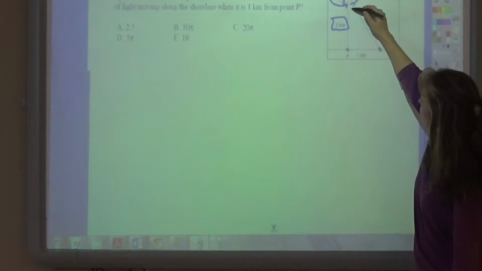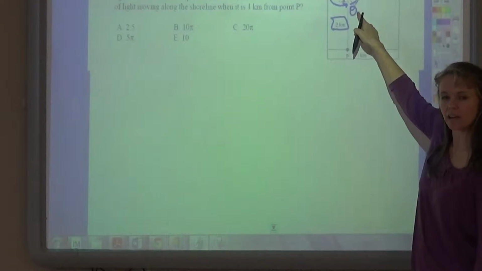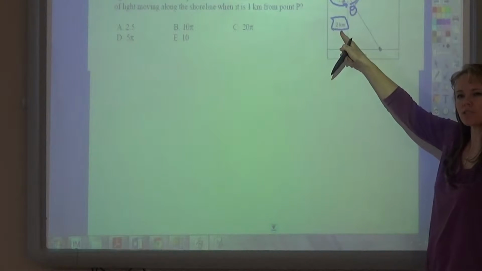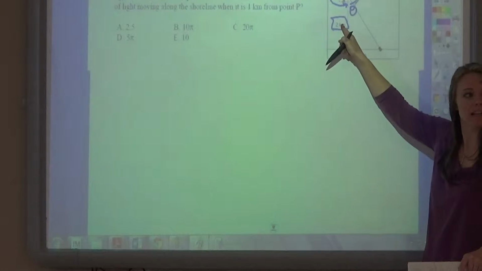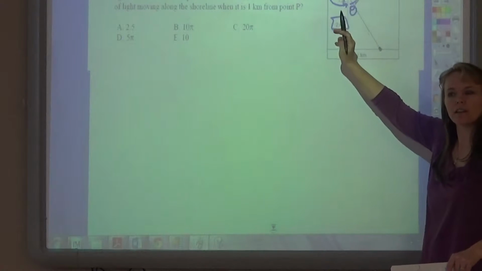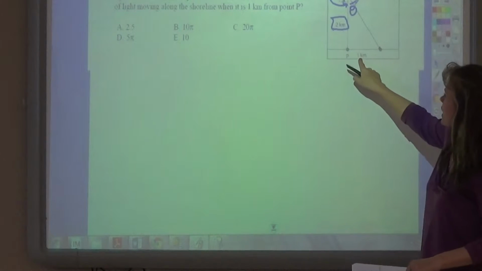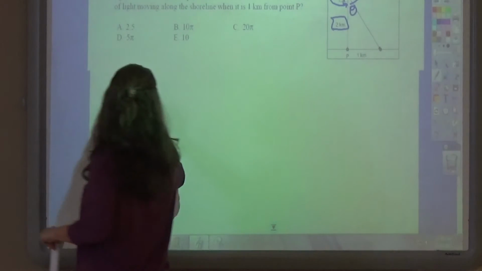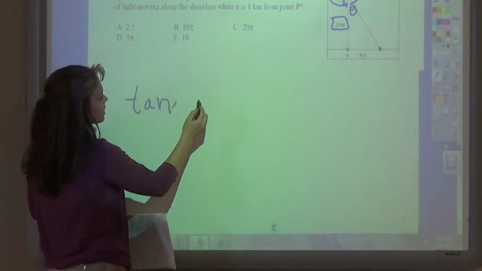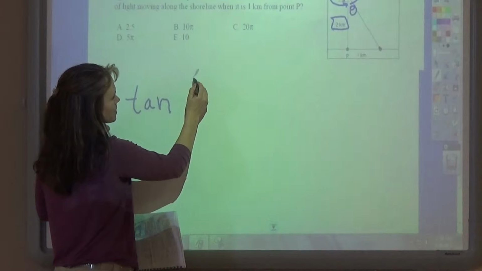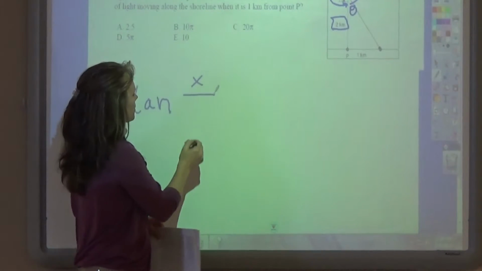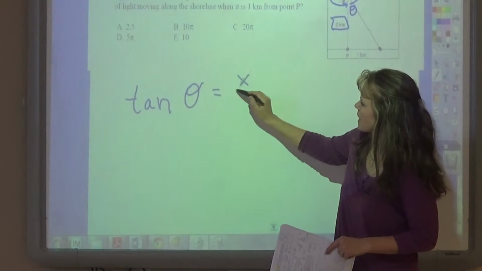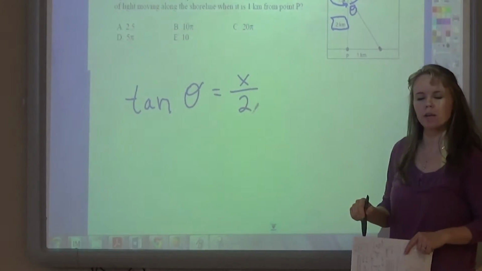So I'm really thinking about the relationship between theta, the angle closest to the lighthouse, and I know this distance 2, which I consider an adjacent side, and the opposite side is what I'm interested in. So what I'm going to look at here is tangent. Tangent of theta equals the thing that's changing on top, I'm going to call that x, over 2. 2 is not changing, so I can go ahead and put that right in.